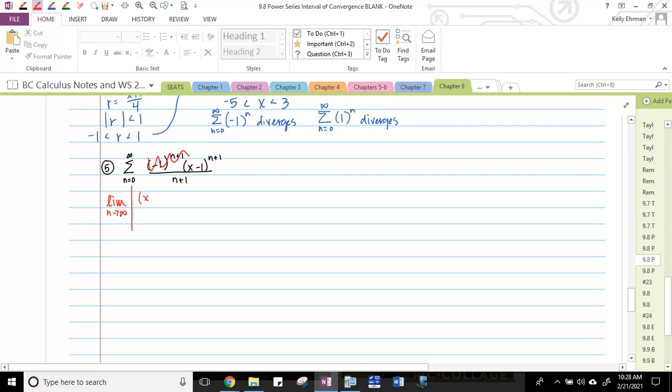So the limit as n approaches infinity of the absolute value of x minus 1 to the n plus 1. So x minus 1 to the, when I plug n plus 1 into that, I get n plus 2, over n plus 2, times the reciprocal of this, so I don't have a complex fraction.